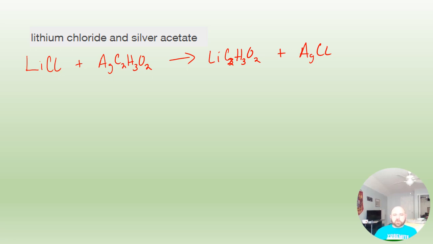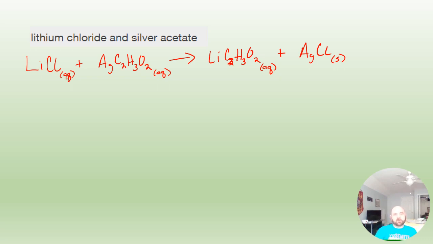If I go and use a solubility chart to check my solubility rules, I will find that lithium chloride is soluble, so I can list him as aqueous. Silver acetate is soluble, so I can list him as aqueous. Lithium acetate is soluble, so I can list him as aqueous. Silver chloride is not soluble, so he will be listed as a solid.